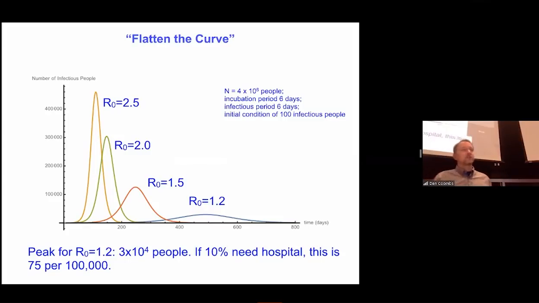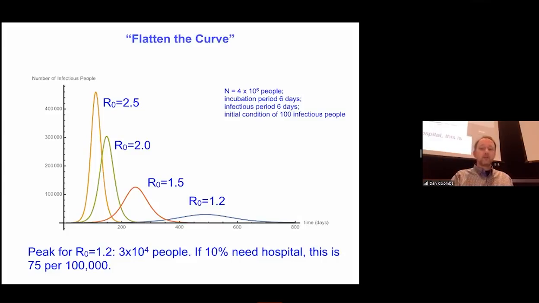So flatten the curve is essentially, let's reduce R naught. What we could do is try to reduce R naught maybe down to 2, and we still have hundreds of thousands of people infected at one time. We could reduce it down to 1.5, we can reduce it down to 1.2. And two things are happening here. First of all, you have fewer people infected all at the same time. And that's what people are mostly focused on in flatten the curve.